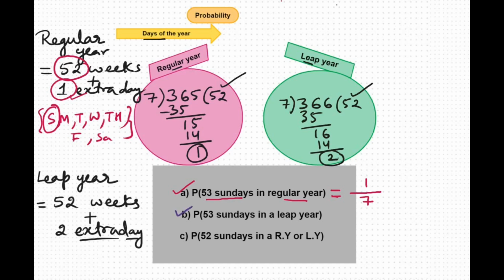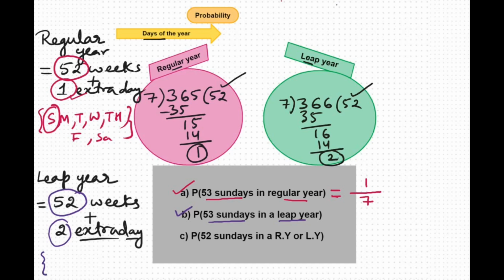What could be the probability of having 53 Sundays in a leap year? A leap year has 52 weeks. So 52 weeks will have 52 Sundays. Now we should try for the 2 extra days. What could be the sample space for the 2 extra days?